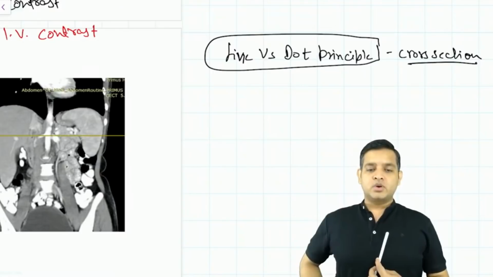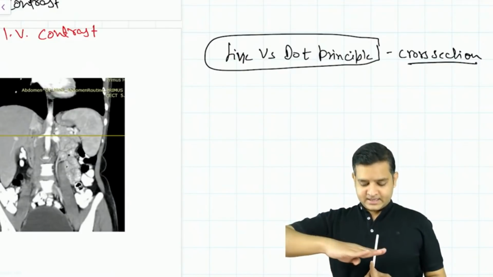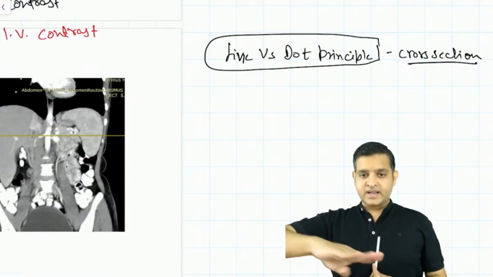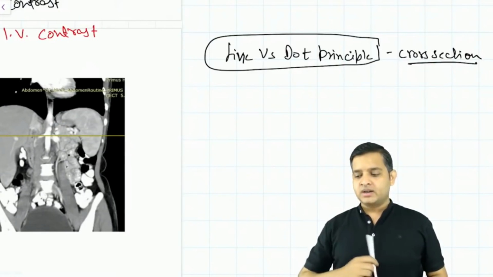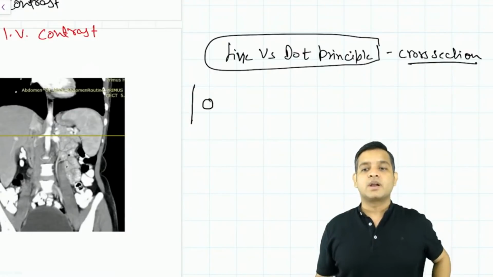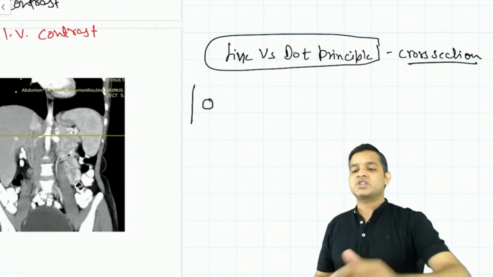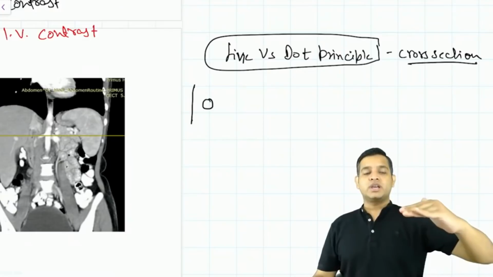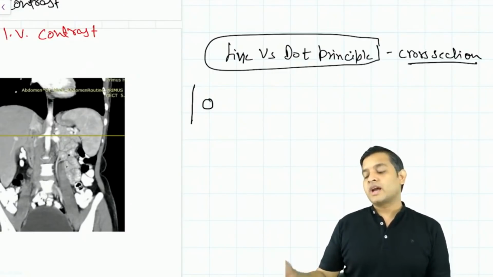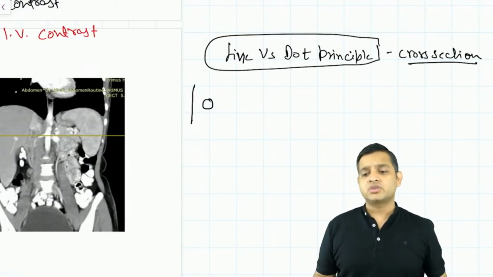Now, please think about this aorta. If I take a transverse section of the aorta, tell me whether it will be seen as a line or a dot. Or line versus circle, you can also say, not the dot. So it will be seen as a dot.